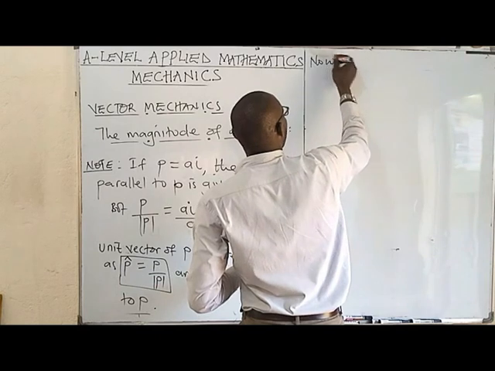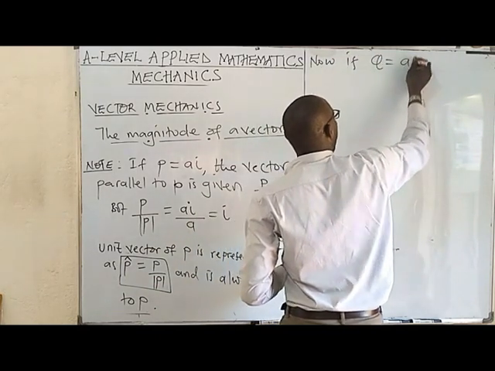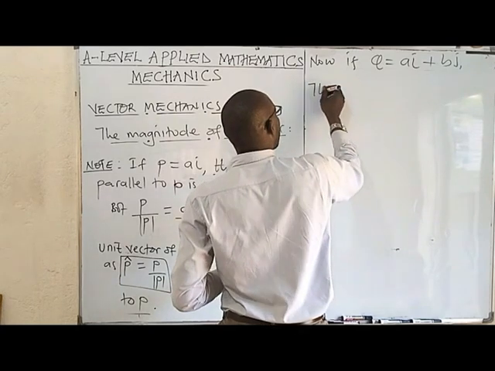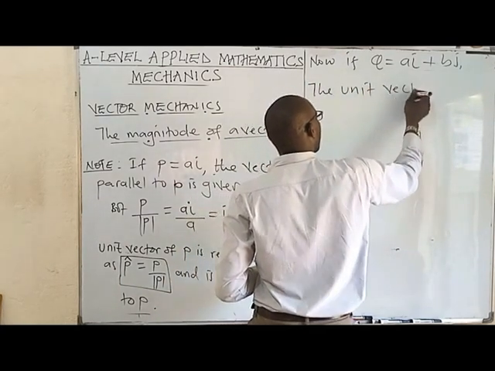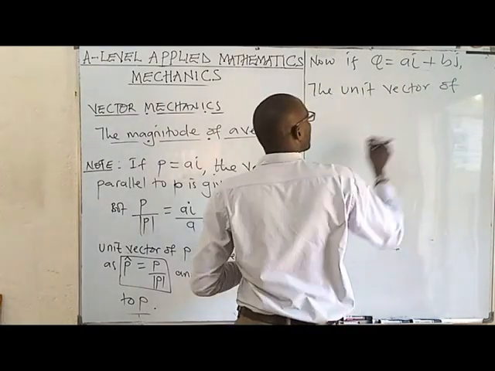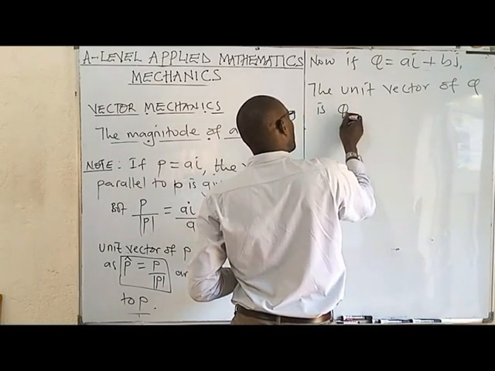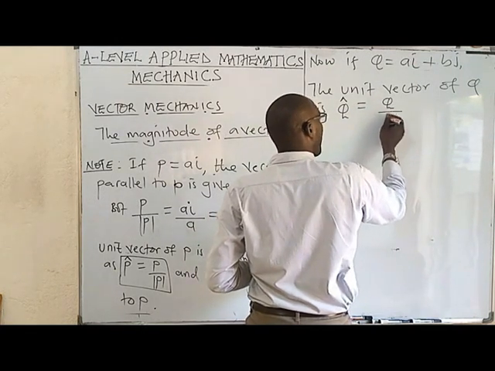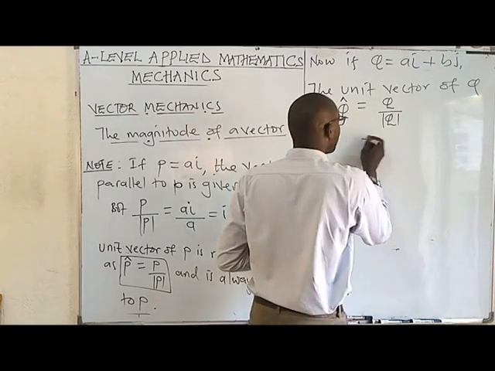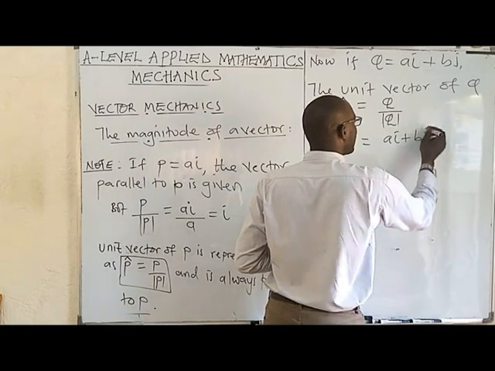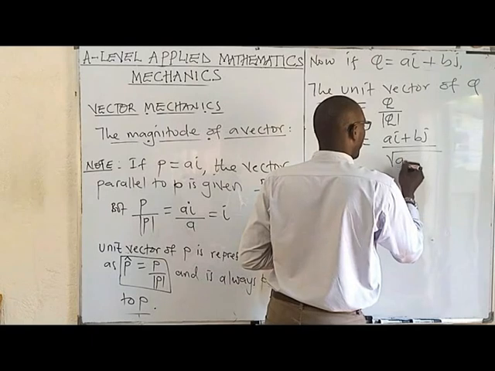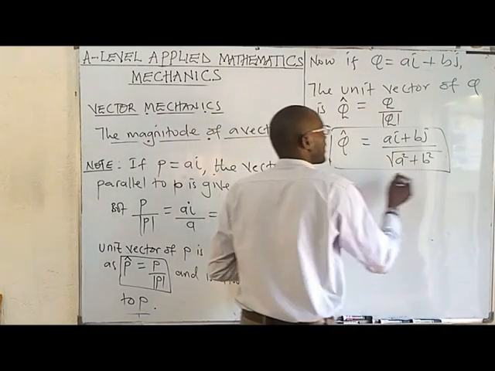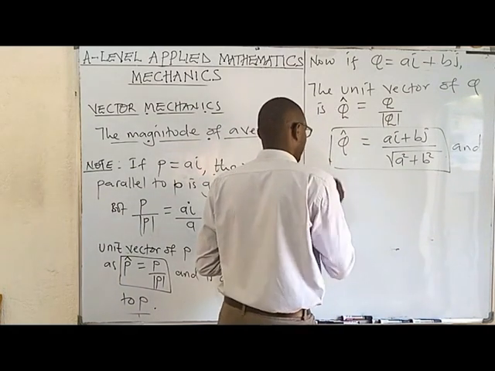So now, if Q is equal to AI plus BJ, then the unity vector of Q, written as Q with an inverted V, is given as vector Q over the magnitude of Q, which is simplified as AI plus BJ over the square root of A squared plus B squared. This is the unity vector, and it is the parallel vector.